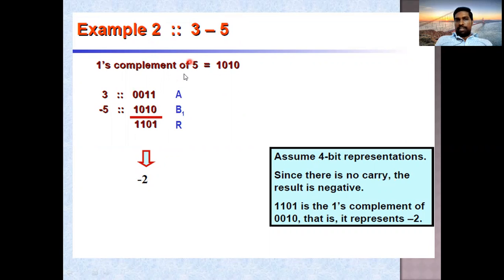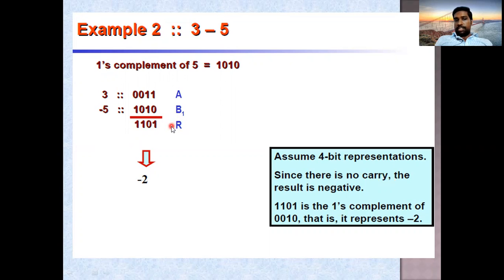And what is the value of a? 3. 3 means 0 0 1 1. So add these two. You will get this as an answer. That means you are getting no carry. Carry is not generated means the result will be negative. So minus. And what is the result? The result will be in one's complement form. That means the result you are getting will be in one's complement form.